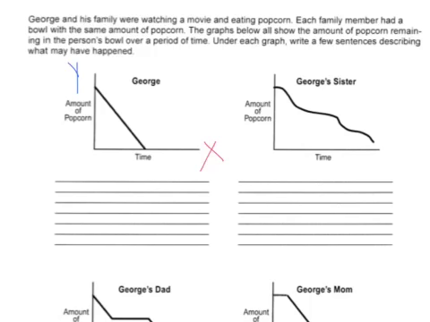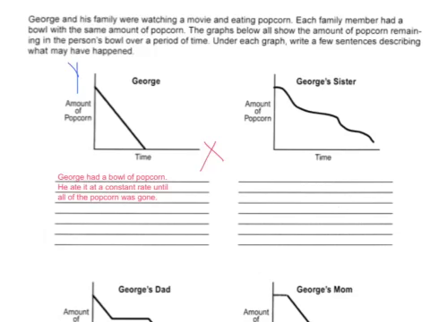Another thing that we need to be aware of is that the amount of popcorn left in the bowl depends on the amount of time that he's been eating the popcorn. So your y-axis is always going to depend on what your x-axis is. So this would be your independent variable, and this would be dependent because the y depends on the x. So my sentences would look something like this. George had a bowl of popcorn, and he ate it at a constant rate until all of the popcorn was gone.